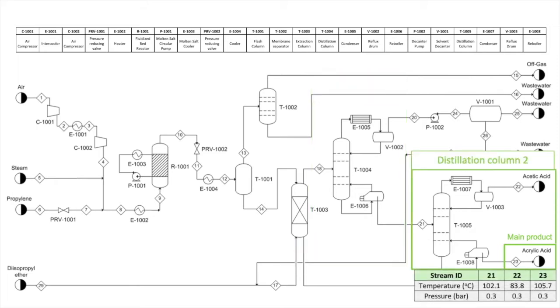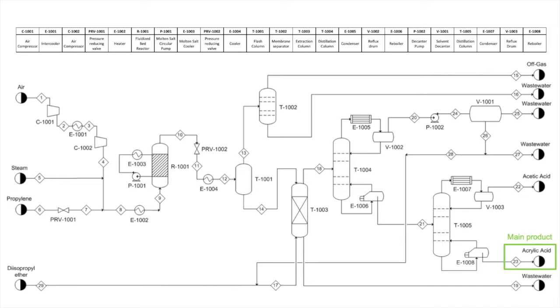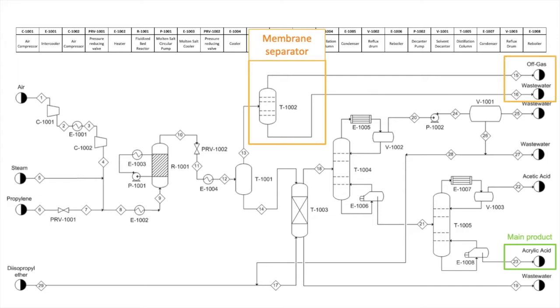Finally, this binary mixture is separated in our second distillation column, where acetic acid exits at the top stream and acrylic acid, our main product, is obtained from the bottom stream. So going back to the flash column, where off-gases and other impurities exit from the top of the flash column, the stream then enters the membrane separator where off-gas exits at the top stream and wastewater exits at the bottom stream, which will both be further treated.